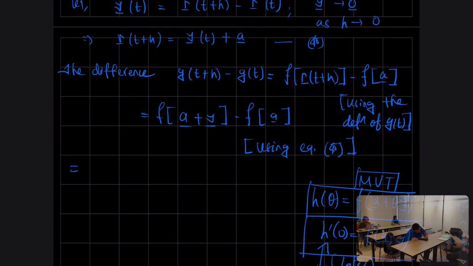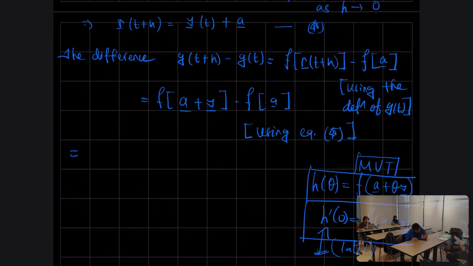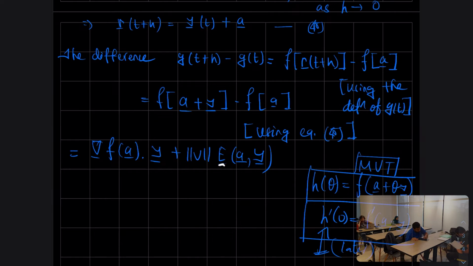So here we do the Taylor theorem to the first order, and we had this expression from the Taylor theorem: nabla f(a) dotted with y plus norm of v(a, y). My y and j might become the same. This is not a vector. So that's from the Taylor theorem.